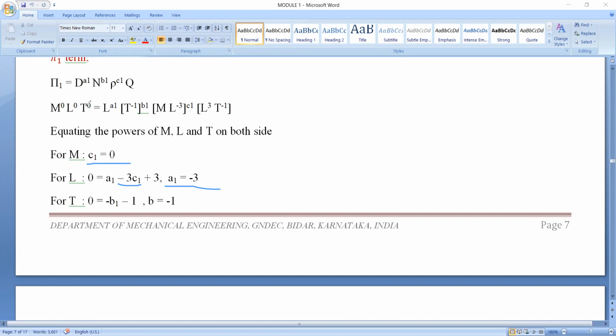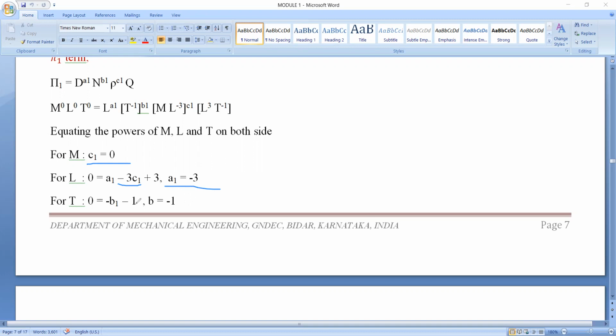Similarly, for time, on the LHS, T raised to 0. So on the LHS, 0 equals, here T to the power minus b1, so b1 as it is, and here T to the power minus 1 is there. So write minus 1 as it is.